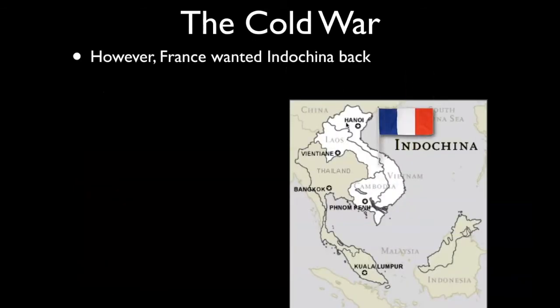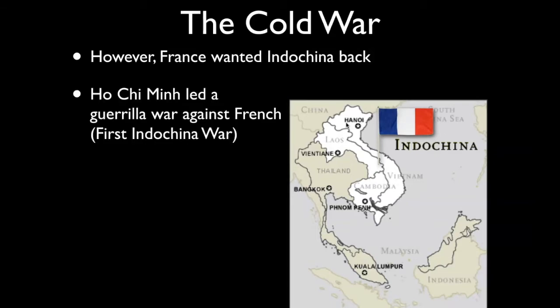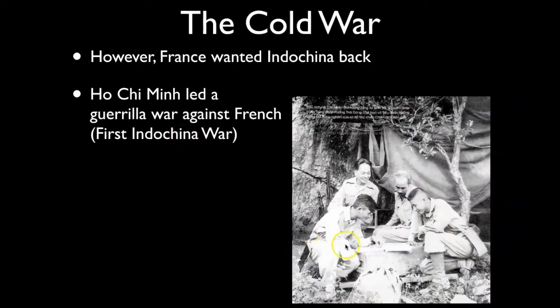So after World War II, the French want Indochina back. They send the military back in to try and reassert control over Indochina. Ho Chi Minh then leads a guerrilla war against the French. This is known as the First Indochina War. And how guerrilla war works is it's not your traditional warfare where you have armies on the battlefield. Instead, you have individuals who appear to just be average, everyday civilians going about their daily lives, who then engage in a series of surprise attacks on military targets. In this case, it would be the French military.